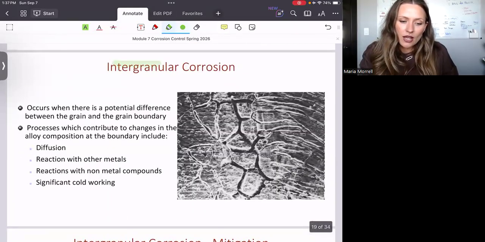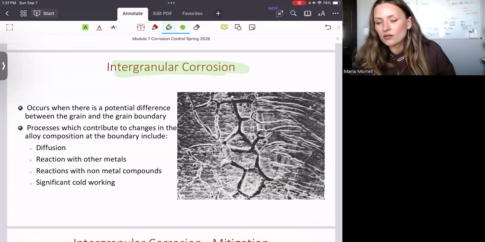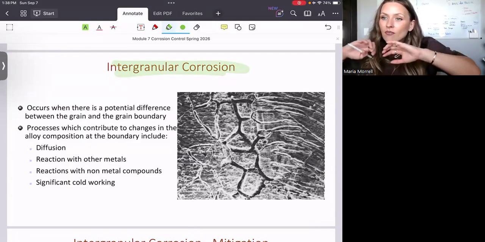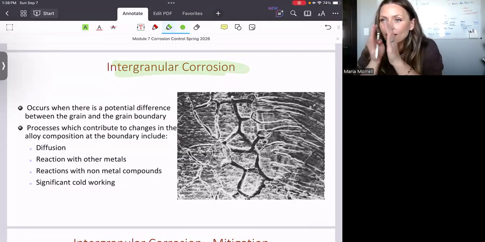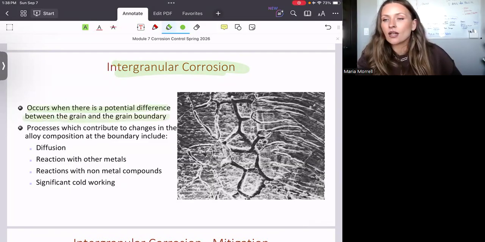Okay, intergranular corrosion. Intergranular corrosion occurs, and I love this image, right? This is one of the best images I've seen of intergranular corrosion. You guys can see how much space there is in between the grains, right? And that space keeps growing. Well, that's because there's corrosion happening within the grain boundary. The grain boundary is anodic with respect to the adjacent cathode, the grain, and then the material within the grain boundary keeps disintegrating, and this is why under the microscope the spacing grows larger and larger, right? So it occurs anywhere where there's a potential difference between the grain and the grain boundary.